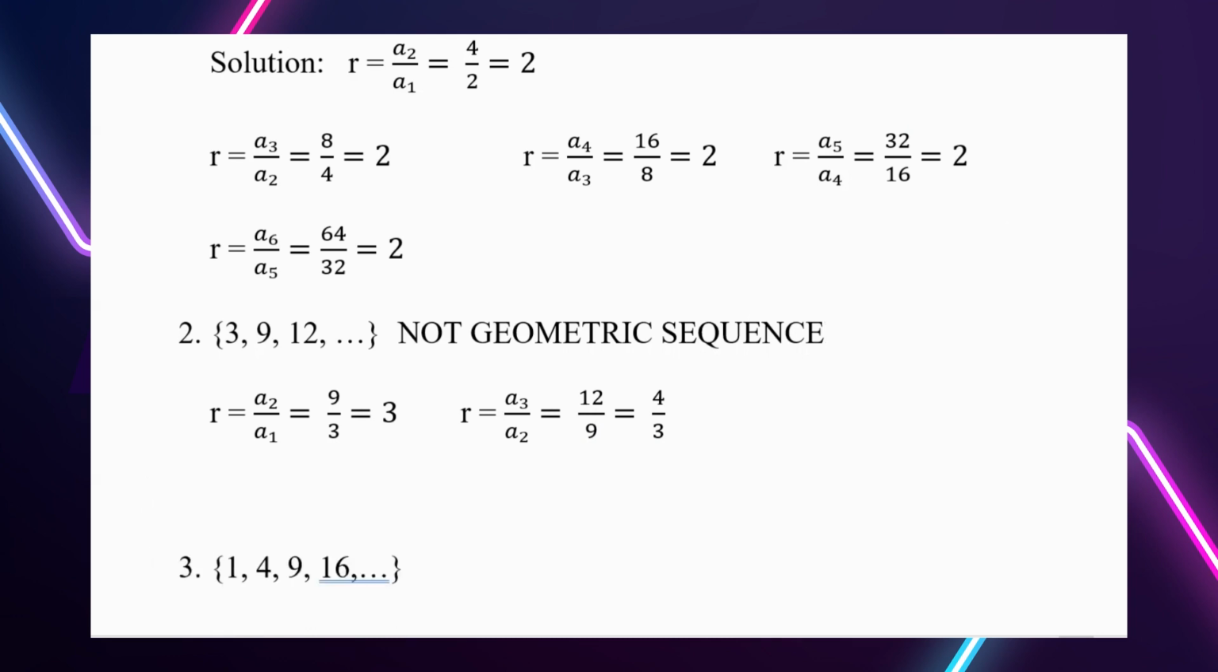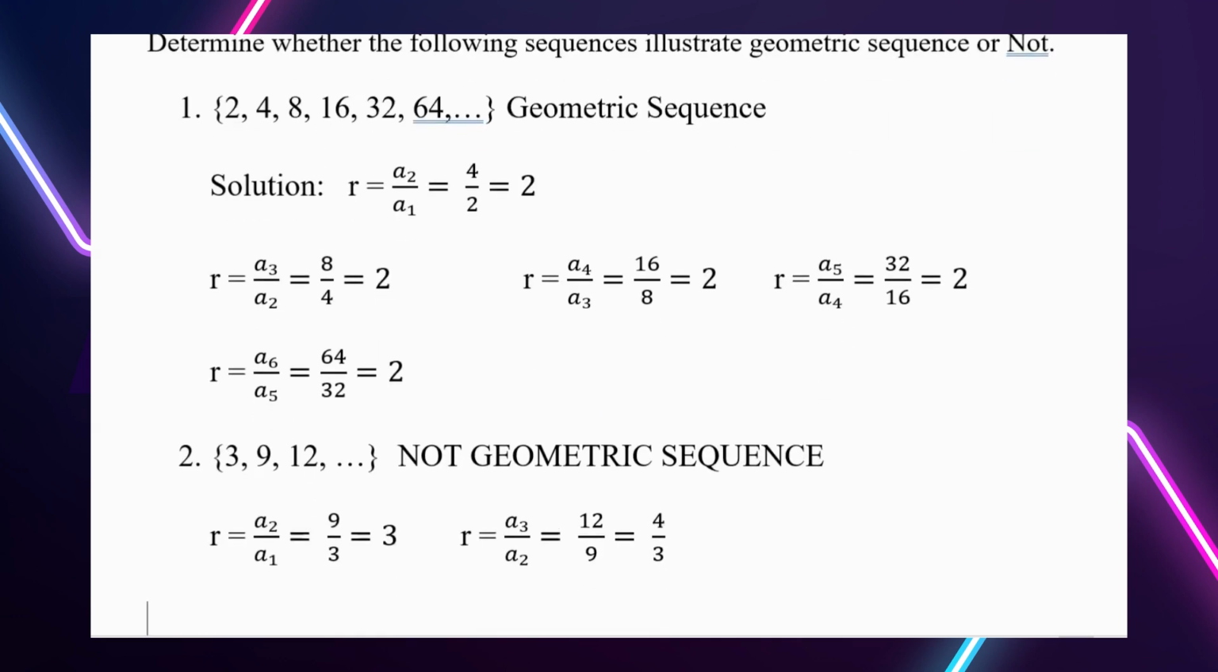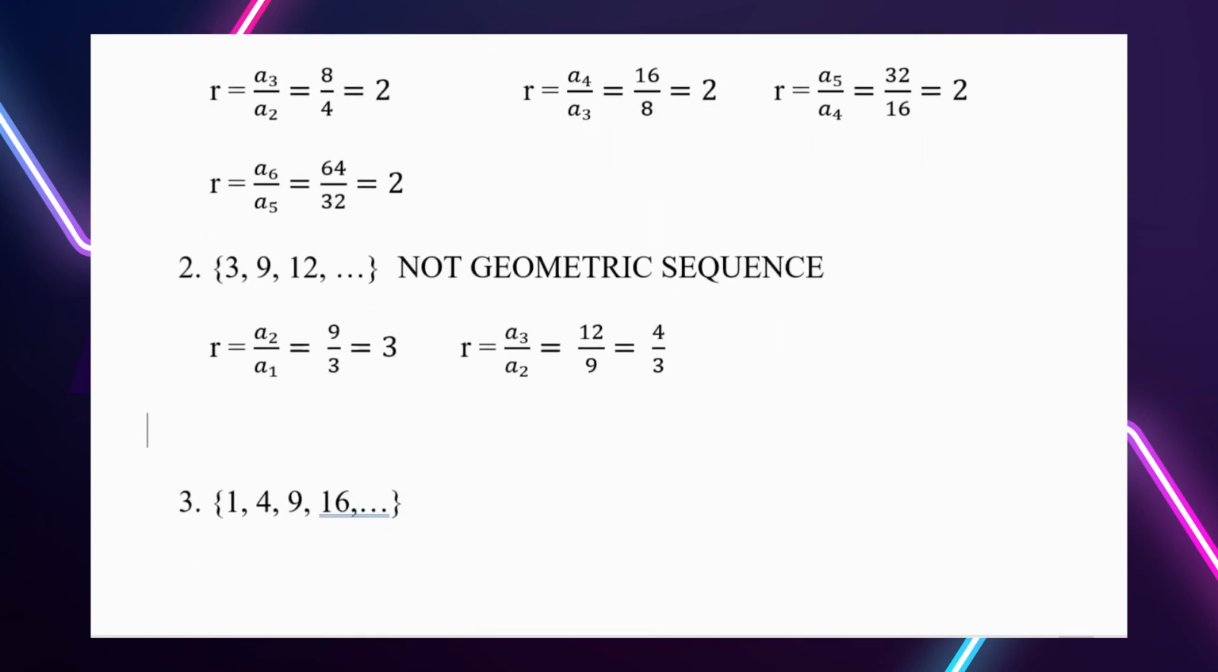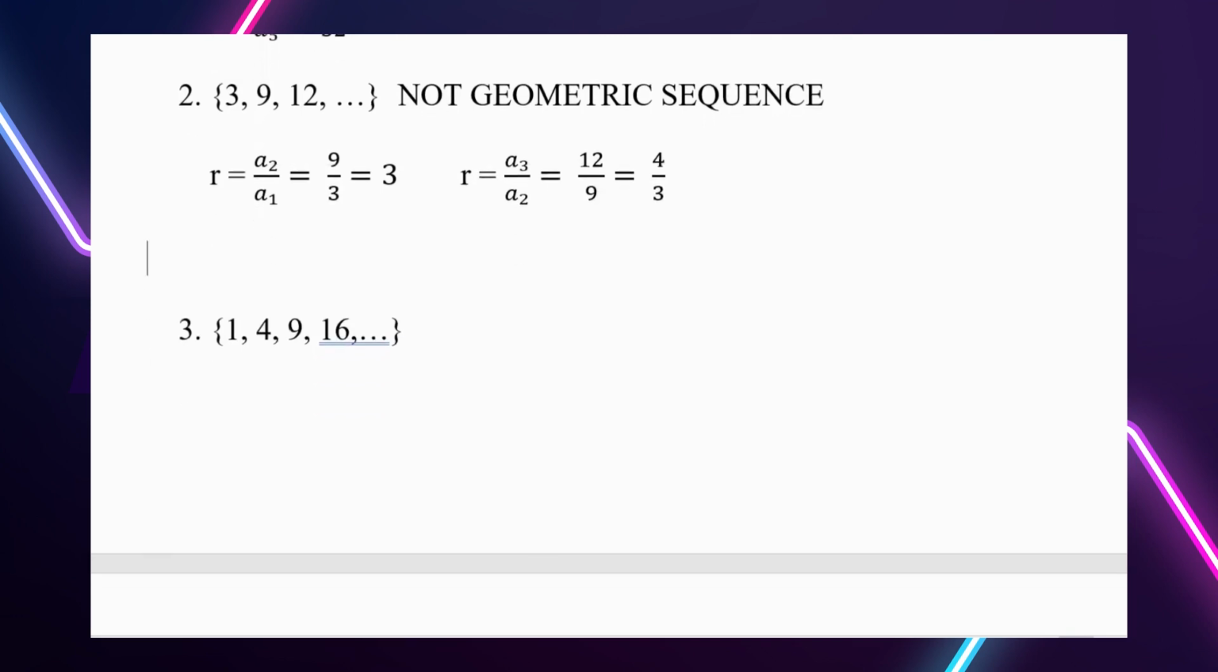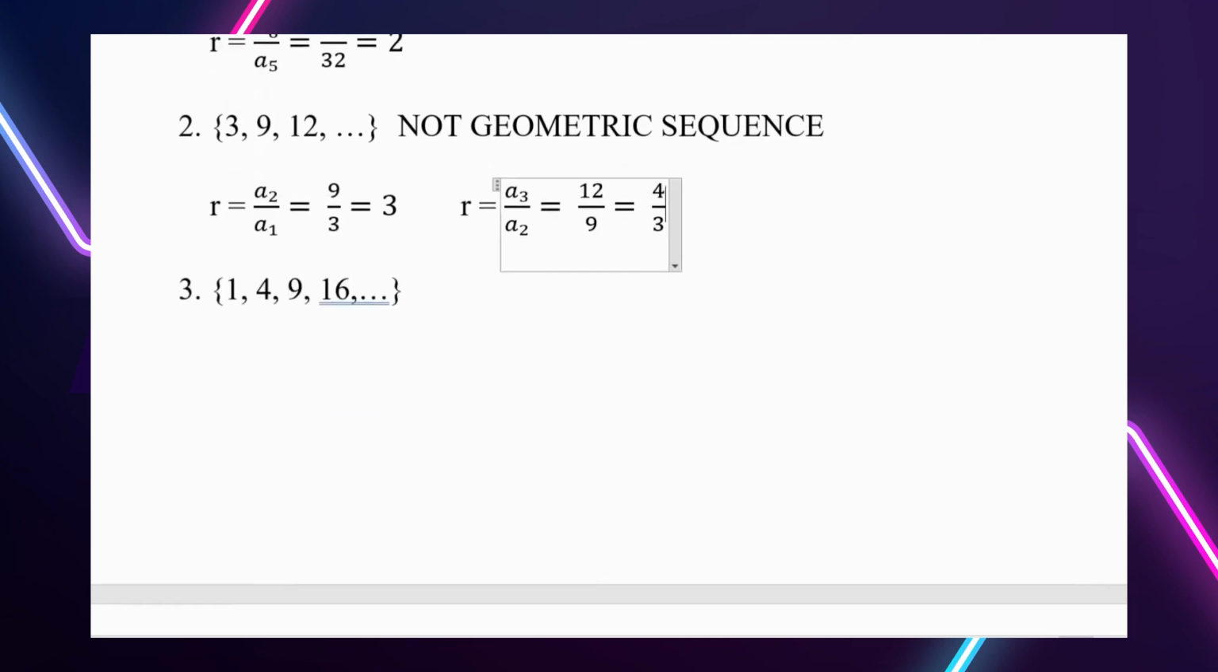Last example in determining whether the sequence illustrates a geometric sequence or not. We have number 3. The sequence is 1, 4, 9, 16. Let us identify if this sequence illustrates geometric or not.